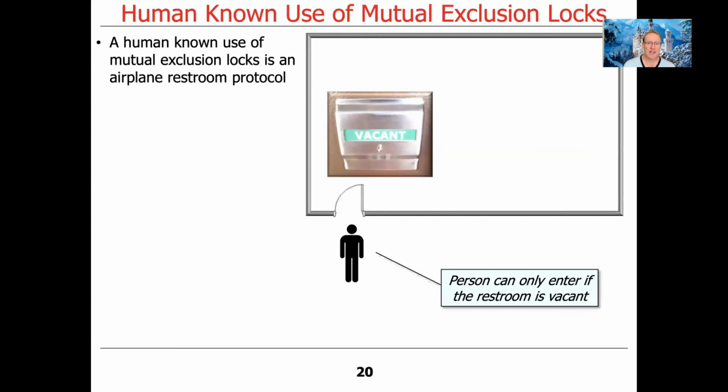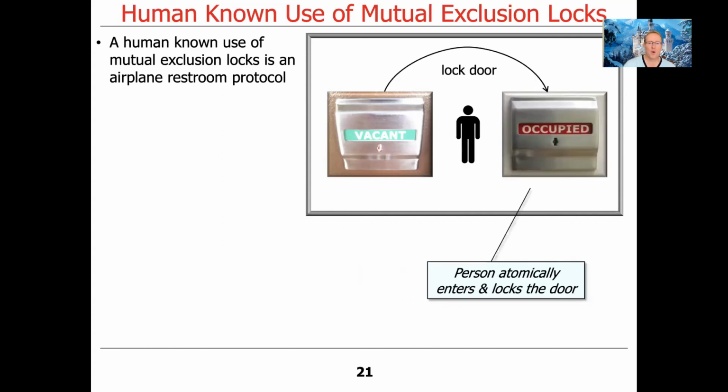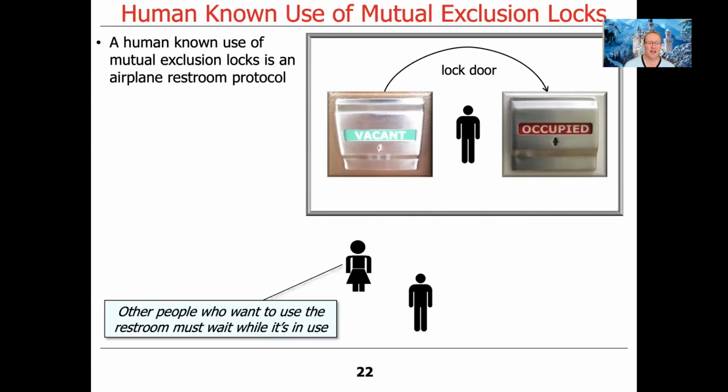So here's what it looks like. You walk up to the door. Let's say there's nobody there. Let's say the door says vacant or open or available or whatever it says. And the rules are that you can only access the restroom if it's vacant. When you walk in and shut the door, then the sign, the state of the lock, if you will, changes to occupied. So now you're inside the critical section doing your thing. And anybody else who shows up while the restroom is occupied has to wait and kind of queue up.